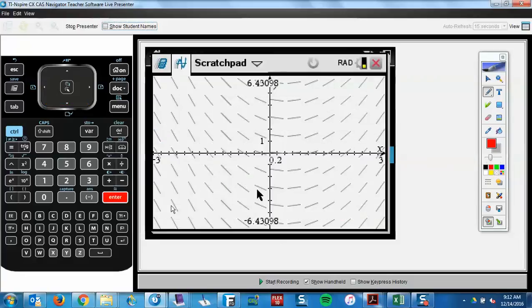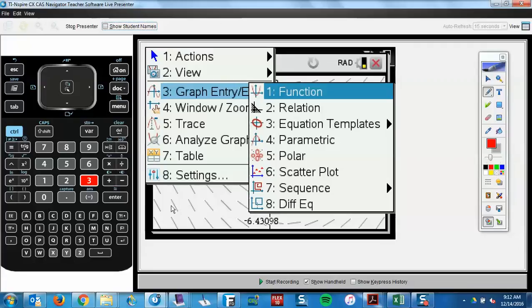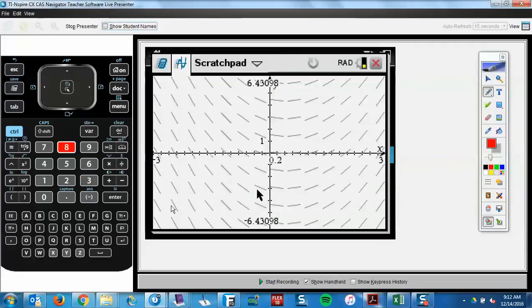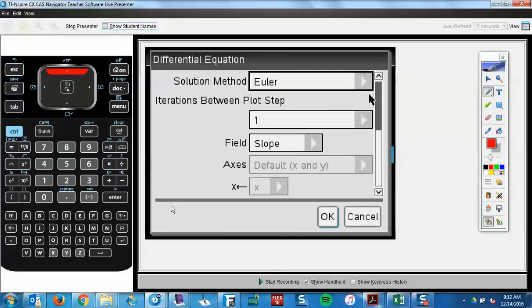Go back to menu. Graph entry edit. That's where we're at. Differential equation. There you go. Arrow up. I remember where it is. We got to click on this little thing with the 3 dots. Now you can tab over to it, I think, and hit enter when it's highlighted. Right there where it says edit parameters. Now, we're not going to have to do this.